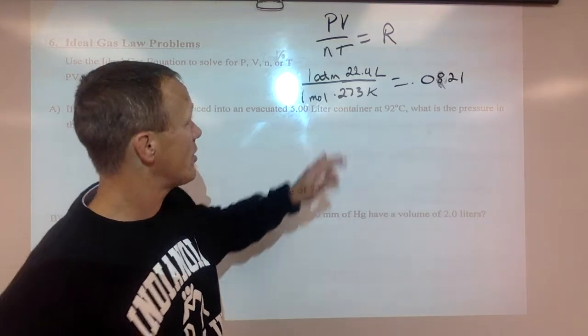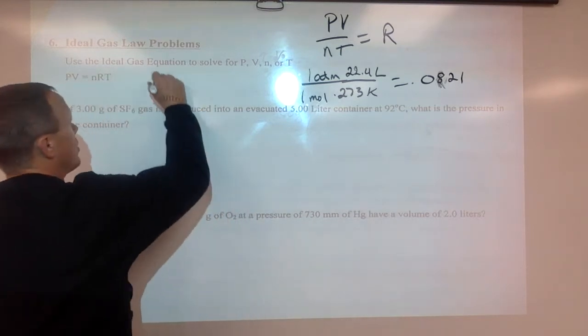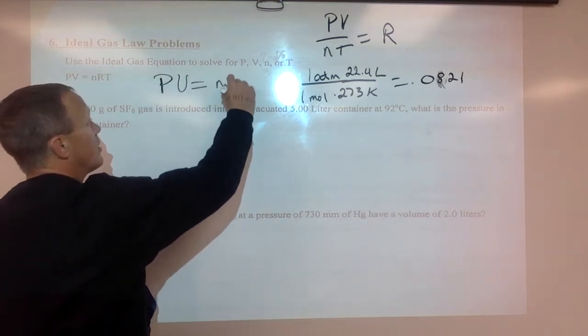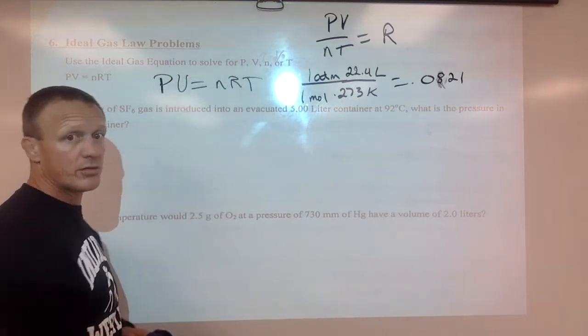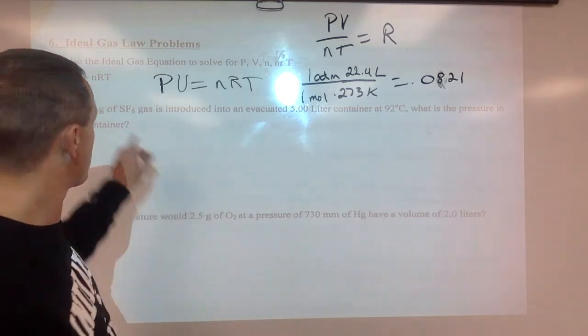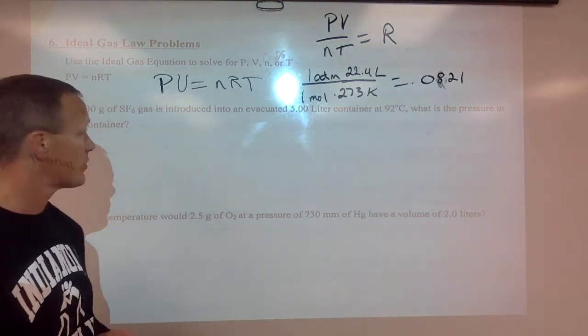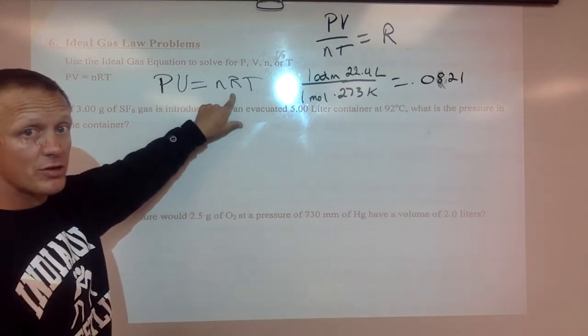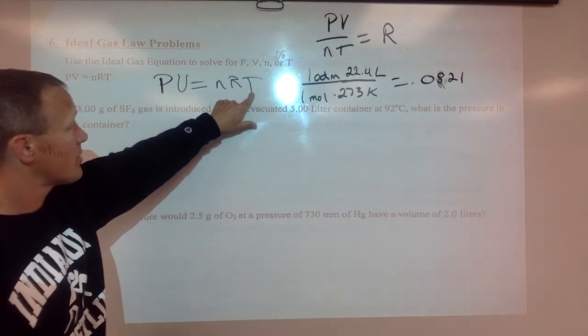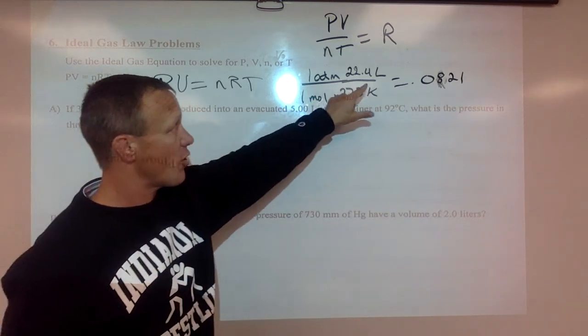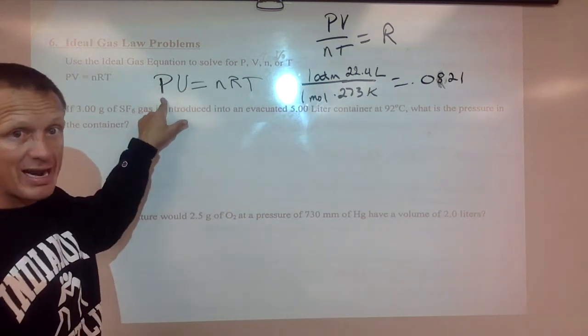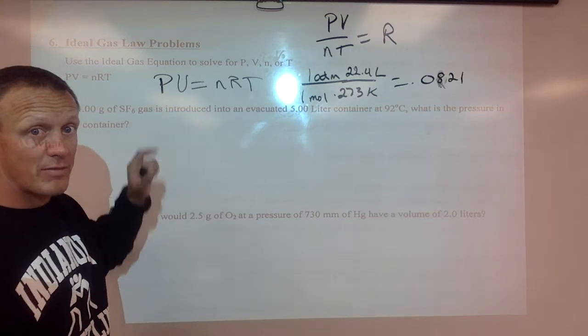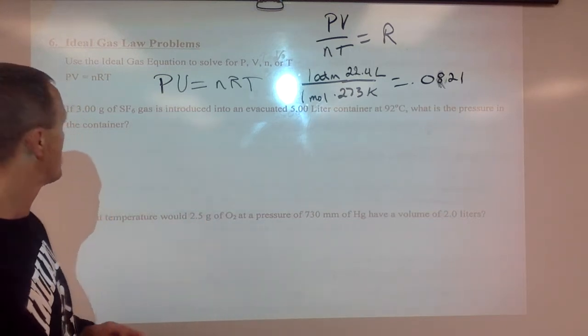Now I don't like to solve it written like that, so we write it as PV equals nRT. PV equals nRT is a much easier way to solve it. Remember, n has to be in moles. R is 0.0821. T has got to be in Kelvin. V has got to be in liters because of our R value. And pressure has to be in atmospheres. So we have to make sure we have all those things in the correct units.